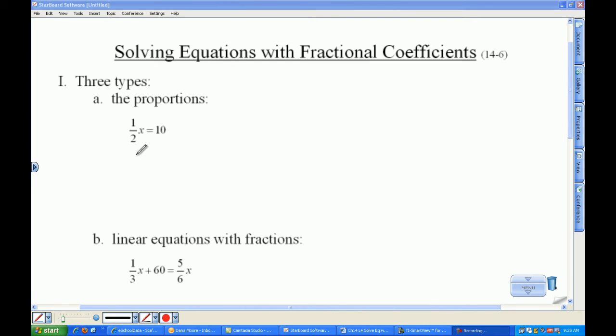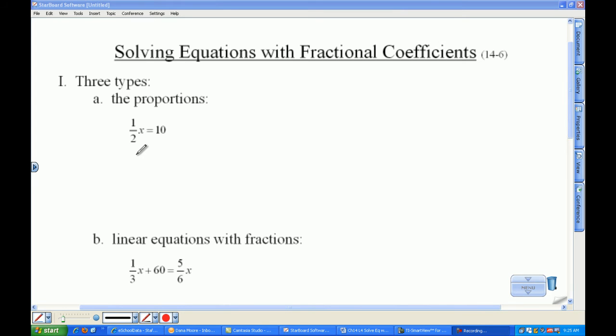Today we will be solving equations with fractions. This is Chapter 14, Section 6, and this is the start of the second half of Chapter 14. We are going to basically do two different methods to solve these problems based on whether or not the problem is a proportion. Our first example here, we do have a proportion.